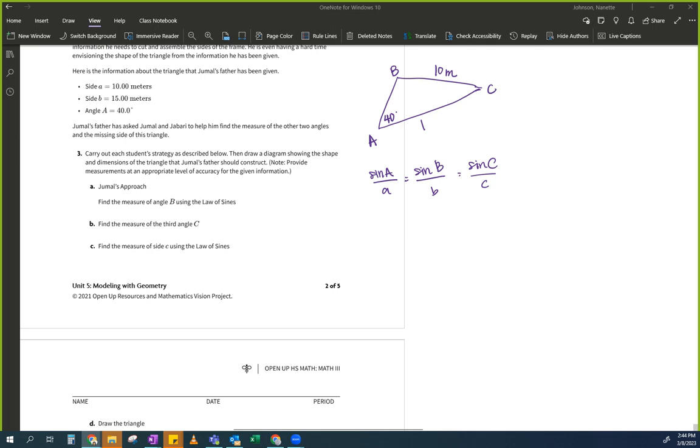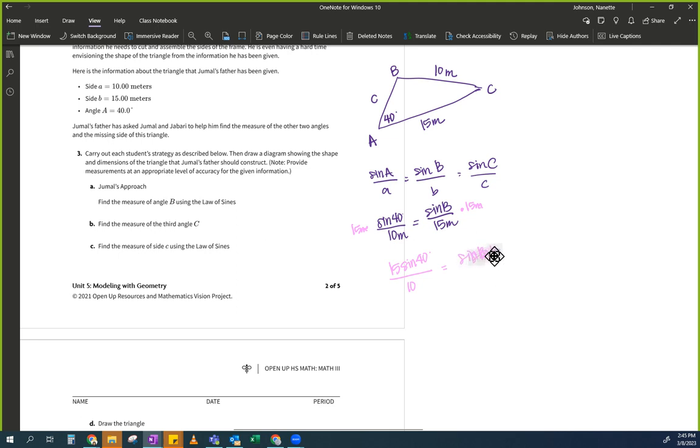Give me a second while I let this catch up. Okay, so I'm going to solve this. The first thing that I do is multiply both sides by 15 meters. And then I have 15 sine 40 degrees divided by 10 equals sine of B. And at this point, you should be comfortable with the question that I'm about to ask you. How do you get B out of sine?